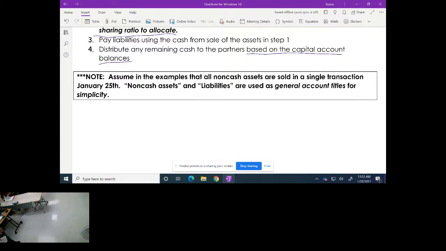We'll just use the term liabilities. It can mean accounts payable, notes payable, anything payable. They're paying all the liabilities off. So we're just using liabilities. We're trying to keep it simple. We're on page 22.